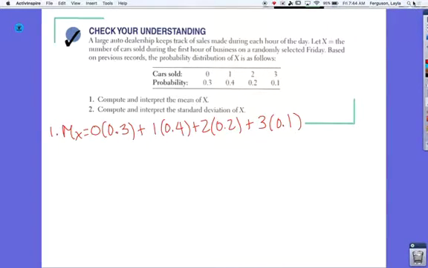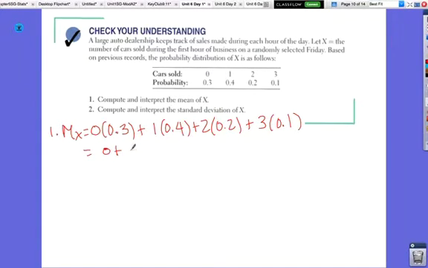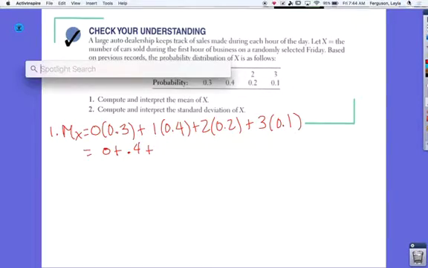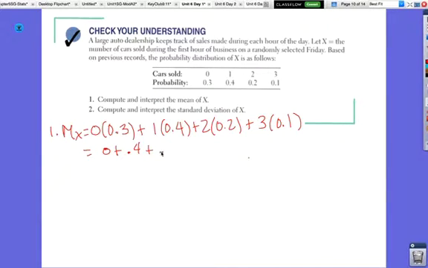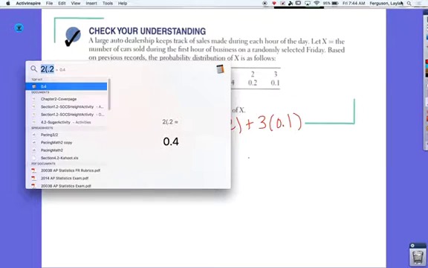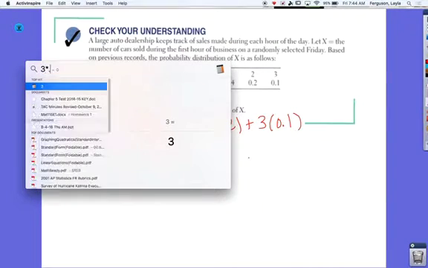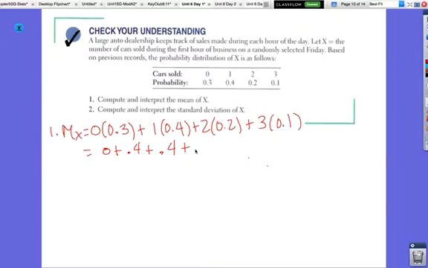So obviously the first one would be 0. The second one would be 0.4. The third one would be 0.4. And the fourth one would be 0.3. So whenever you add all of those up, it would give you 1.1.